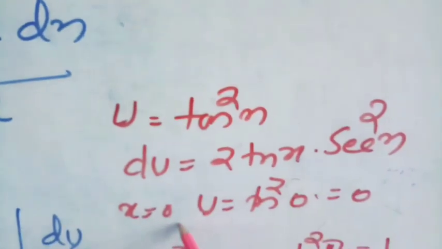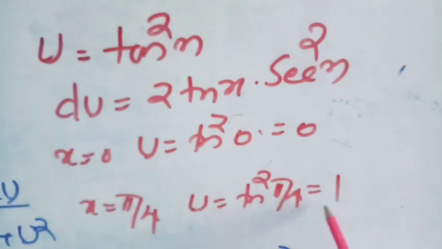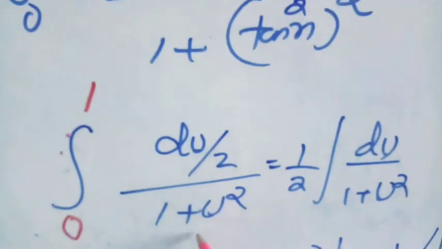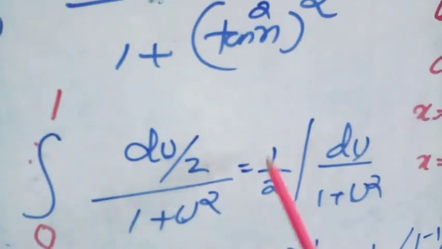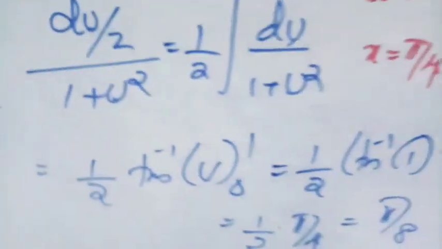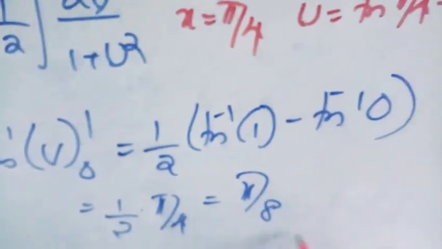So when x is equal to 0, u equal to 0. When x is equal to pi by 4, u equal to tan square pi by 4, which is 1. So new limits are from 0 to 1. Du by 2 by 1 plus u square, that is half into integral du by 1 plus u square, that is tan inverse u within the limit 0 to 1. So the answer is 1 by 2 into pi by 4. So it will be pi by 8.